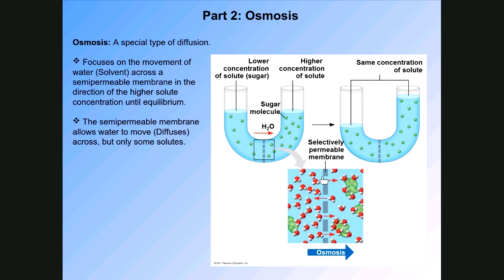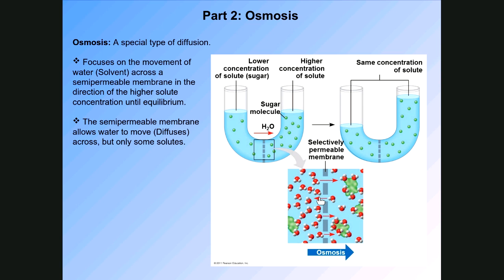Water is able to move across the membrane. Now, water's moving both ways, but there's a net movement of water. Notice most of the arrows are going from our left to our right. So what is happening? Follow the definition up here. Osmosis focuses on the movement of water across a semi-permeable membrane in the direction of the higher solute concentration. So notice 3 arrows are pointing from our left to our right. Only one is pointing the opposite way. So the net movement of water is across the semi-permeable membrane towards the higher concentration of sugar or solute.